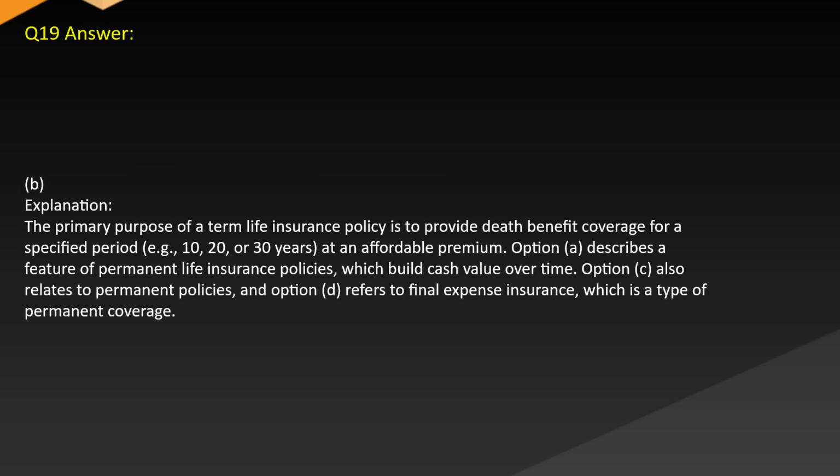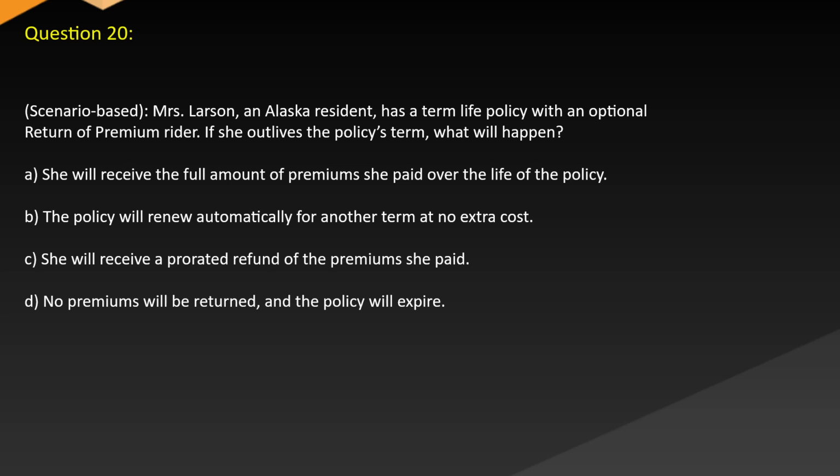Answer B. Explanation. The primary purpose of a term life insurance policy is to provide death benefit coverage for a specified period, e.g. 10, 20, or 30 years, at an affordable premium. Option A describes a feature of permanent life insurance policies, which build cash value over time. Option C also relates to permanent policies, and option D refers to final expense insurance, which is a type of permanent coverage.